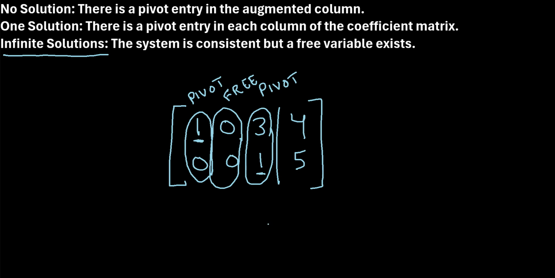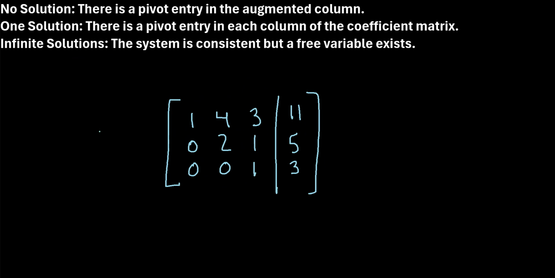So with these rules in mind, let's work through a few examples. Let's say we have the following matrix that represents a system of linear equations. Does this system have no solution, one solution, or an infinite number of solutions? Well, let's check out where our pivot entries are. In this first row, the pivot entry, or the first non-zero value, is this 1 right here. In the second row, the pivot entry is this 2 right here. And in the third row, our pivot entry is right here, this 1. So we can see that each column in our coefficient matrix has a pivot entry. That corresponds with one solution. So we would say that this particular matrix is going to have one solution.